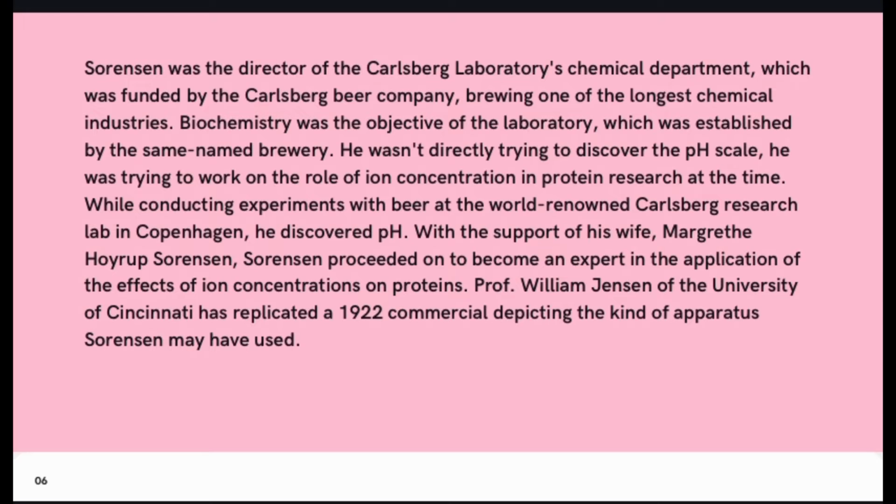Soren Sorensen was director of the Carlsberg Laboratory Department, which was funded by the Carlsberg beer company, one of the longest-running chemical industries. Biochemistry was the objective of the laboratory, which was established by the same-named brewery. He wasn't directly trying to discover the pH scale. He was trying to work on the role of iron concentration in protein research at the time, while conducting experiments with beer at the world-renowned Carlsberg Research Lab.